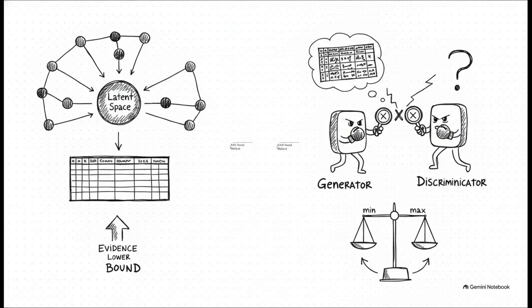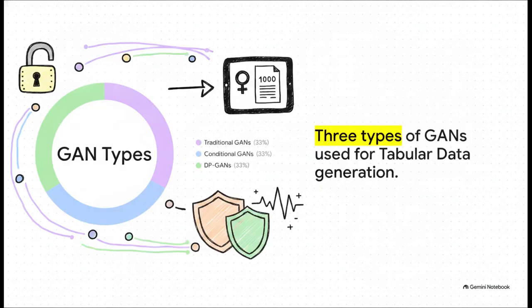GANs basically set up a literal min-max game, a mathematical battle between two neural networks. You've got a generator trying to make a fake spreadsheet and a discriminator acting like a detective trying to catch the fake. As GANs evolved for this kind of tabular data, they pretty much split into three main types. Traditional GANs were great, but they really lacked control.